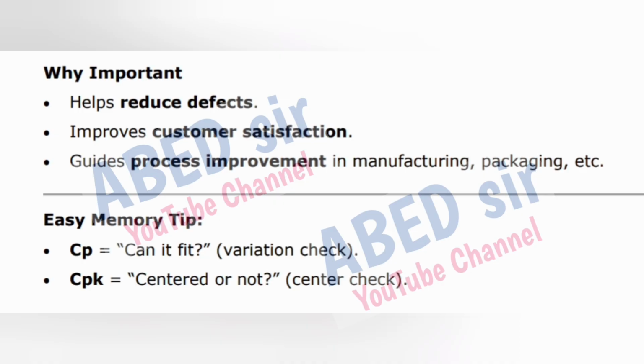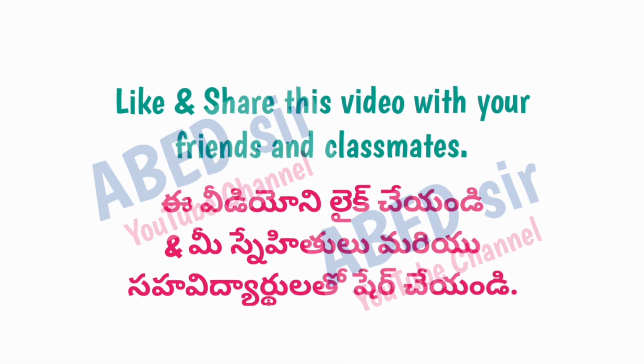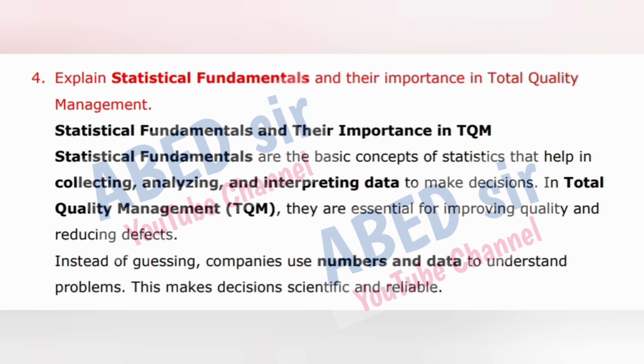Easy memory tip. CP is equal to can it fit? Variation check. CPK is equal to centered or not? Center check. Next important long question is 4. Explain statistical fundamentals and their importance in total quality management.